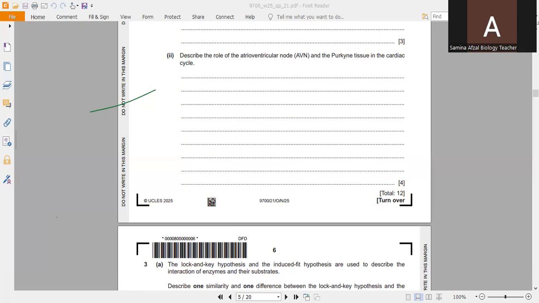Then the Purkyne tissues. Once the impulse leaves the atrioventricular node, it travels down the septum via the bundle of His and into the Purkyne tissues. So the Purkyne tissues consist of specialized muscle fibers that conduct the electrical impulses very quickly to the apex of the heart. So the fibers spread out through the walls of both ventricles.